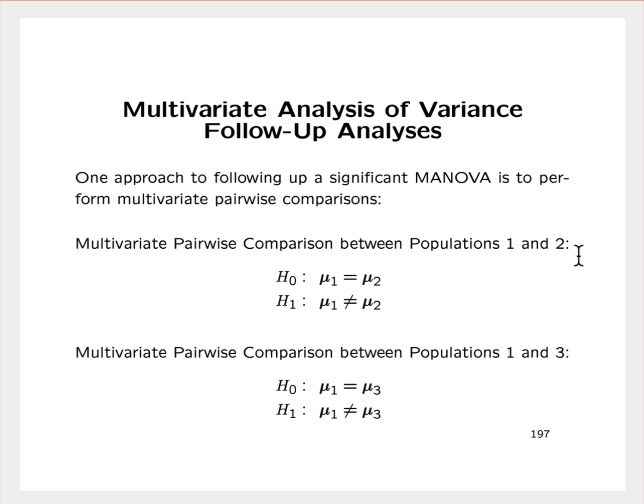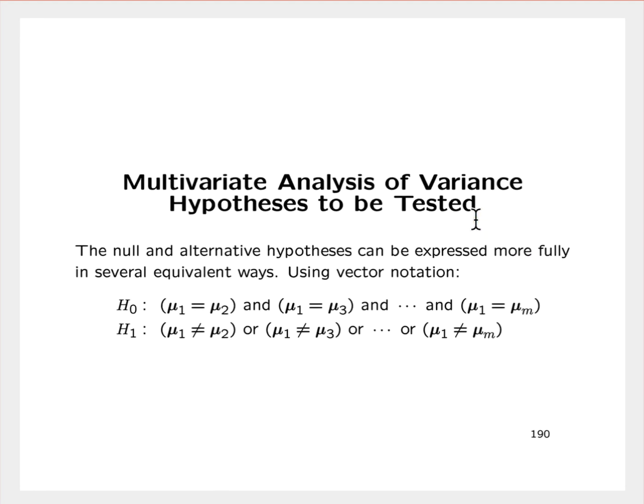And the way that we choose to follow up may depend on the way that we've chosen to think about and represent the null hypothesis of that multivariate analysis of variance. And so let me just go back here and say, let's suppose that we chose to represent the null hypothesis for that multivariate analysis of variance in this way. That mu1 is equal to mu2 and mu1 is equal to mu3 and so forth out to mu sub 1 equal to mu sub m, against the alternative that at least one of those pairwise comparisons is not true or is not equal.